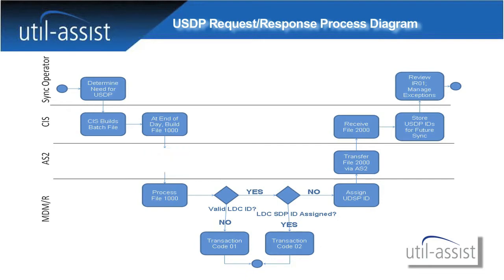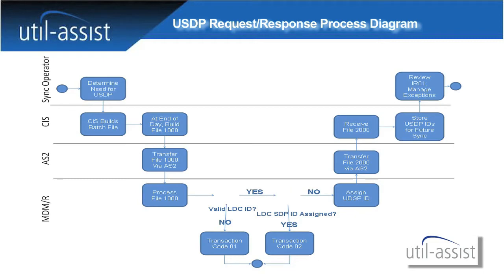We highlight the AS2 at the utility and the MDMR. Where space allows it, we always try to put in the file transfer, because these are failure points. So when processes break down, you can always refer to the diagram and ask, where are the failure points in this process, what could have gone wrong? AS2 is certainly one of those failure points. The file 1000 will move from your AS2 into the MDMR's AS2. They will receive that file and begin processing it.